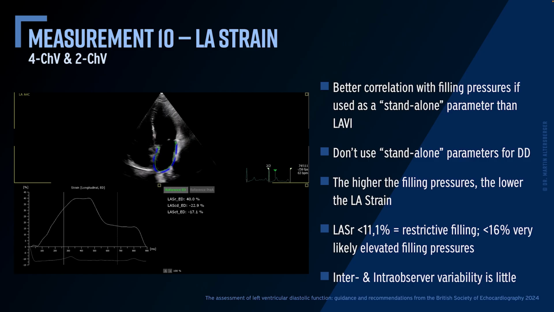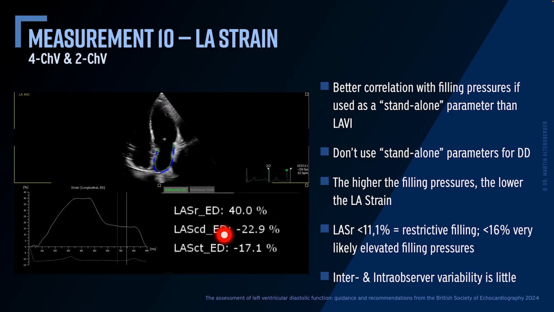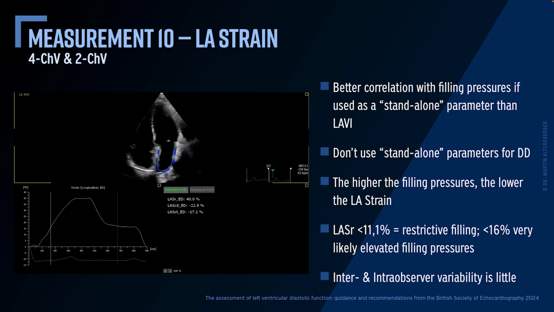So we had one vendor, this is a second vendor, where you see the tracing of the left atrial strain. The reservoir phase in this case is 40%. So this is left atrial strain, reservoir phase 40%, conduit phase minus 22.9, and contraction minus 17.1. So this is a perfect example of a normal left atrial strain, actually.